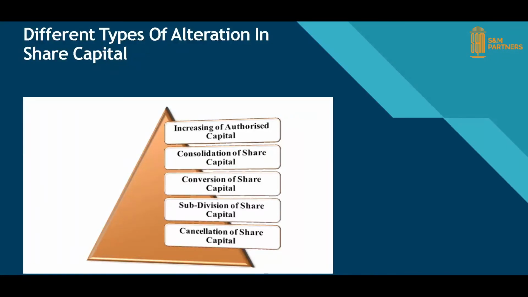So there are some shares which are not taken up by any person, or there are some shares which a person takes up but does not pay the amount for. They are not fully paid up. Like the company called for it, but the member defaulted in the payment. So such shares are cancelled. When such shares are cancelled, the amount of the share capital can also be decreased by that amount. So this is cancellation of share capital.